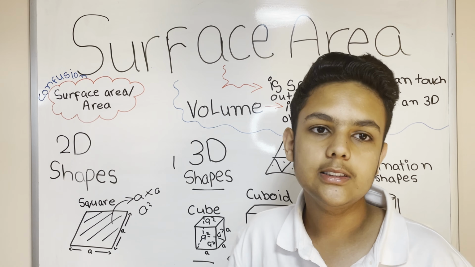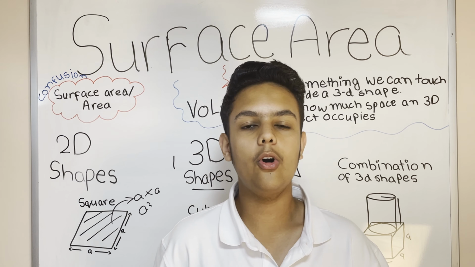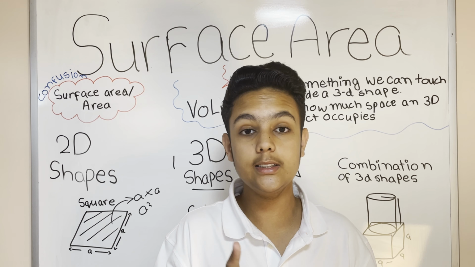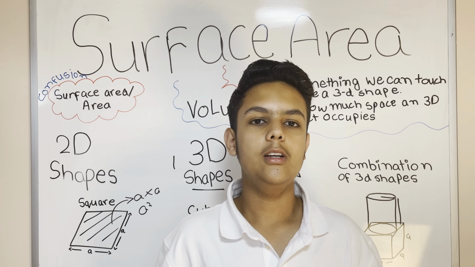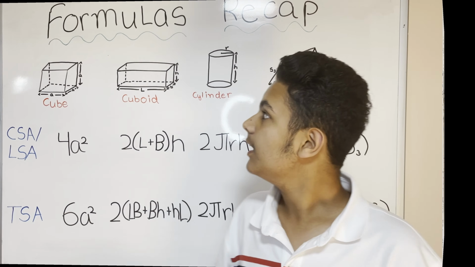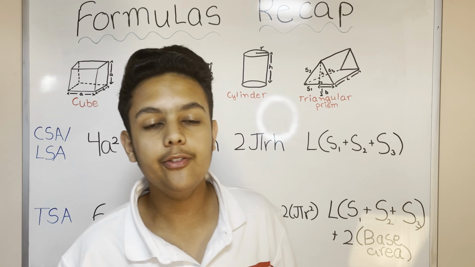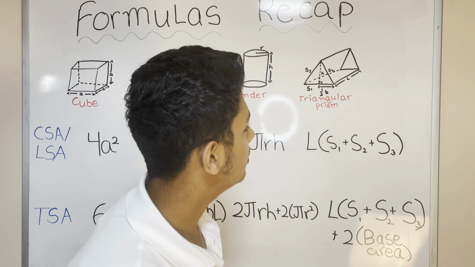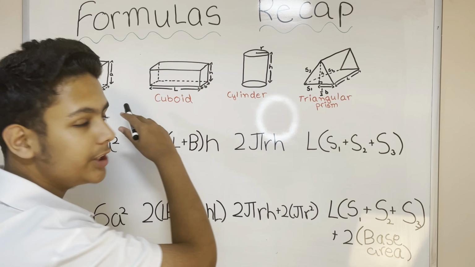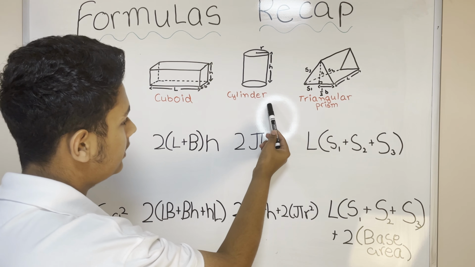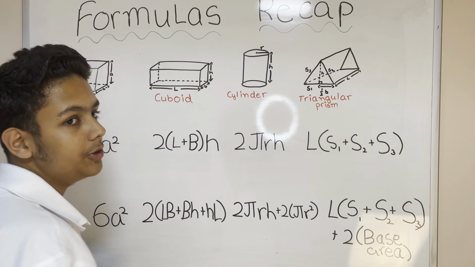So now let's quickly recap all the shapes and their formulas. And since this channel is made to understand, not to memorize, we're going to understand all the formulas and how they were made. So now we have all the formulas written down here for the top four 3D shapes we need to know. These are the four shapes: triangular prism, cylinder, cuboid, and a cube.